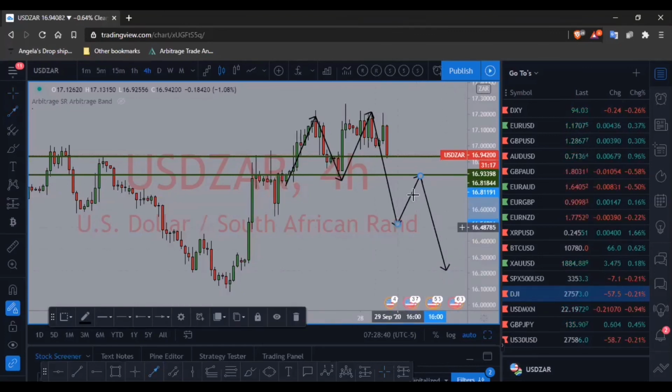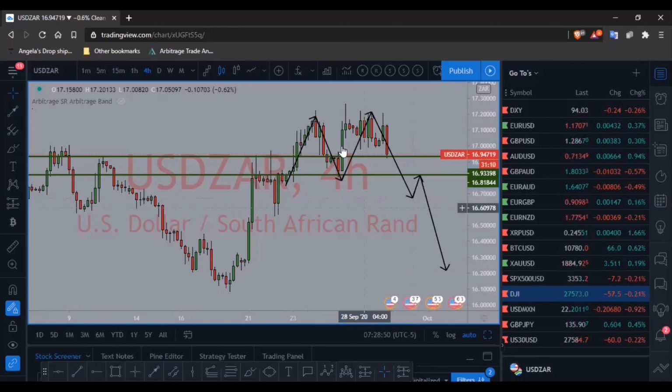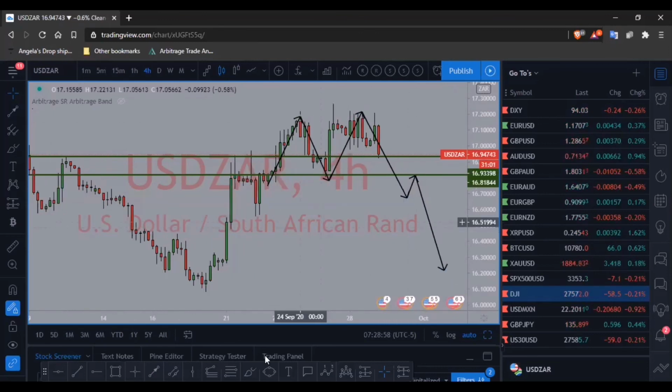If I were to trade this personally, I don't like trading M's off of major supports, like how this is right here. So I'd rather wait for the M to be confirmed, push to the downside, retest, and then continuation to the downside on that move. That's what I would be looking for if I were trading USDZAR.